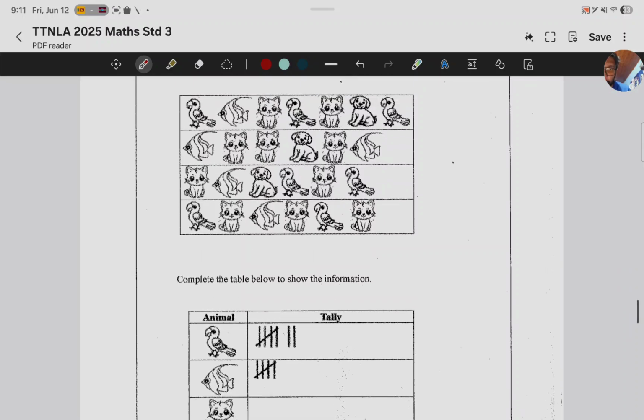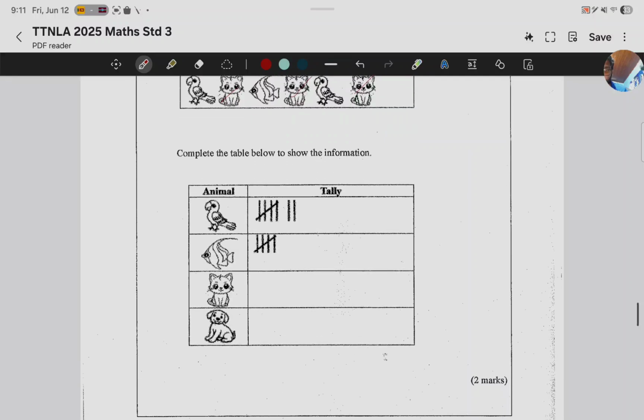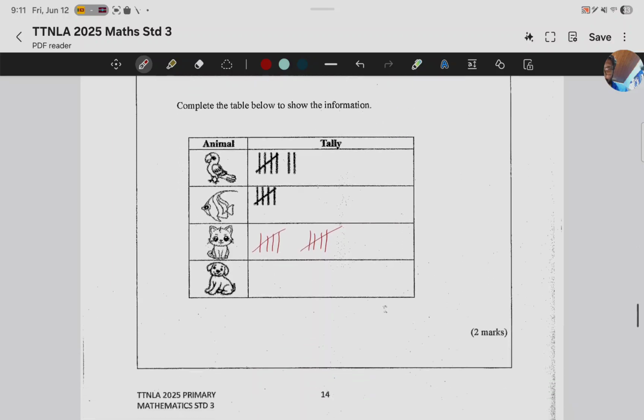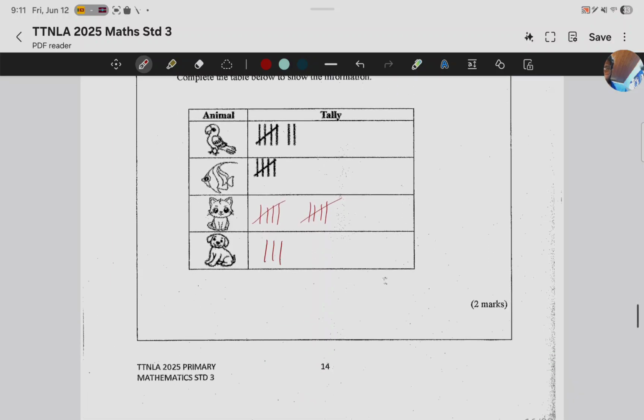So for the cat, we have 1, 2, 3, 4, 5, 6, 7, 8, 9, 10. 1, 2, 3, 4, 5, 6, 7, 8, 9, 10. Dog, we have 1, 2, 3. All right.